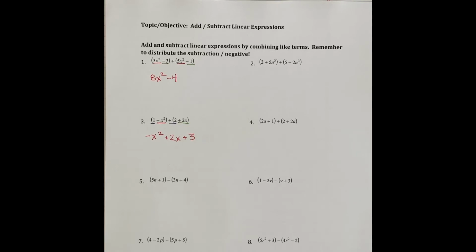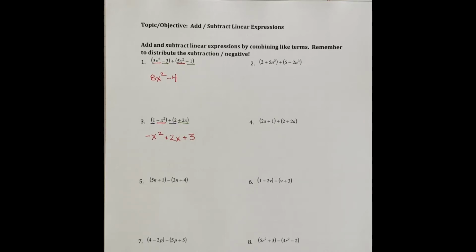You'll get to the point that you don't need to underline, circle, or do any of that with your terms, and if you're there, that's fine. But until you're making sure that you're combining the correct like terms, I suggest that you do something as you work through these problems. Number 5 is one we need to talk about.